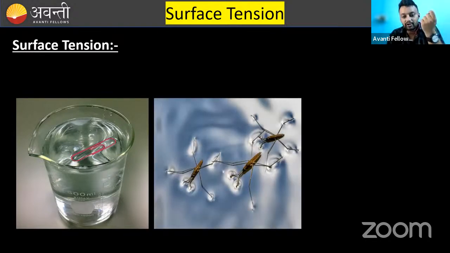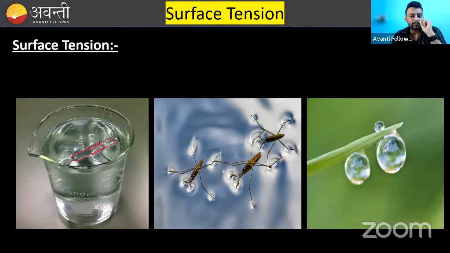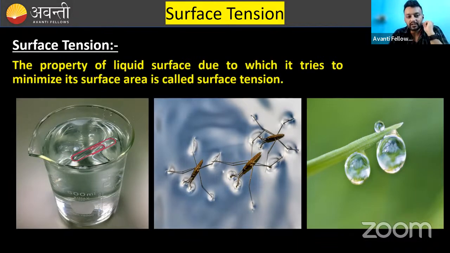Another image you can see: mosquitoes can just sit over the surface of water and swim like that without sinking in the water. And look at that, the drops are spherical in nature. All these phenomena come to an end, which says the surface of a liquid tries to minimize its area, and this property is known as surface tension.